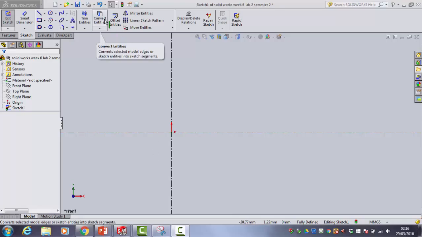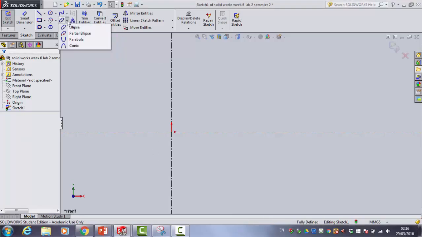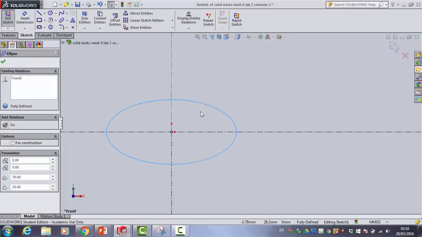So first of all, I drew an ellipse using this ellipse tool here. You can see the major axis, from up and down here, was 70 in radius, so that means 140 overall, and the minor axis was 35 in radius, so 70 overall. So a major axis of 140 and a minor axis of 70.